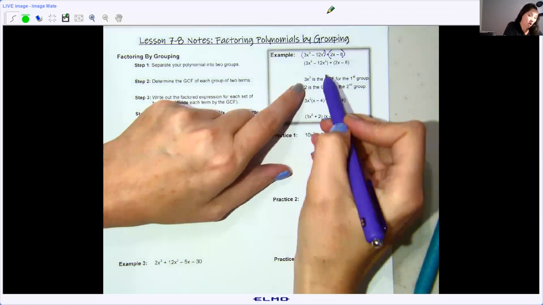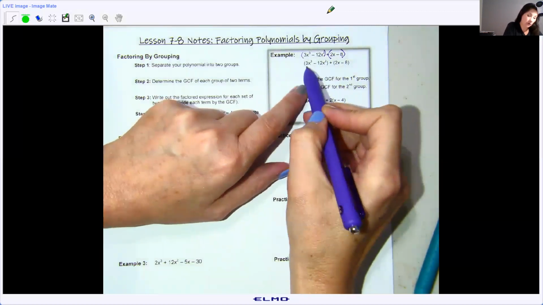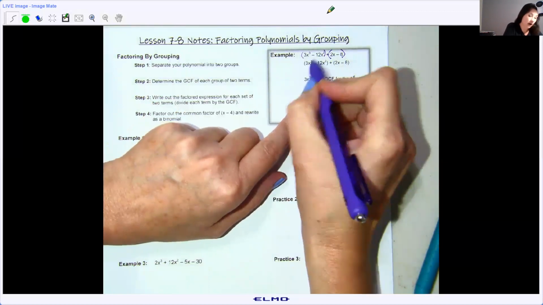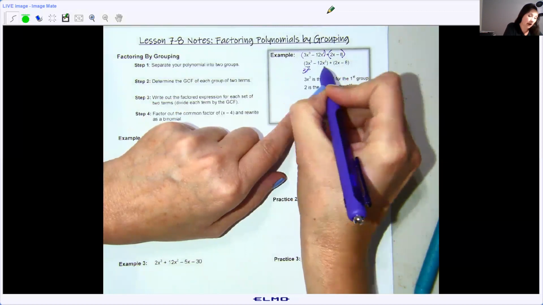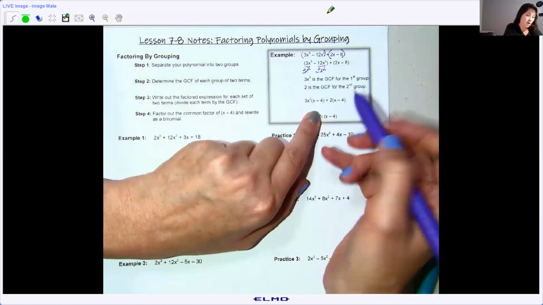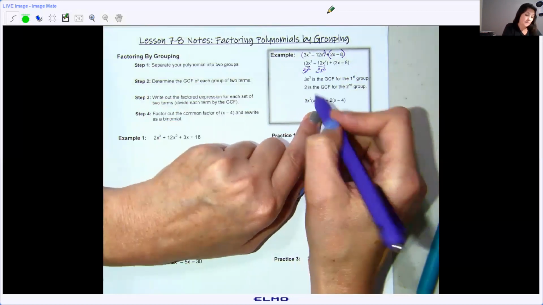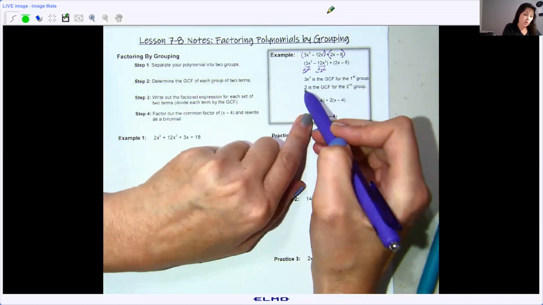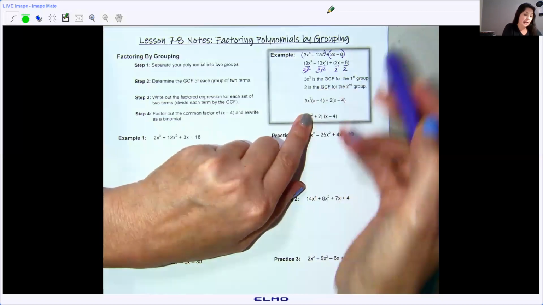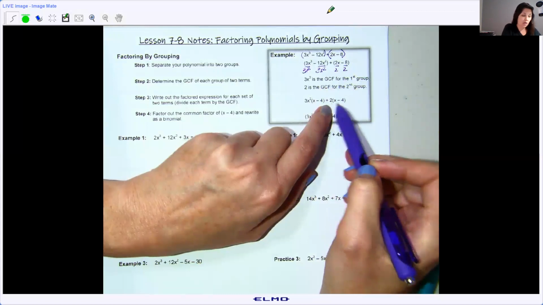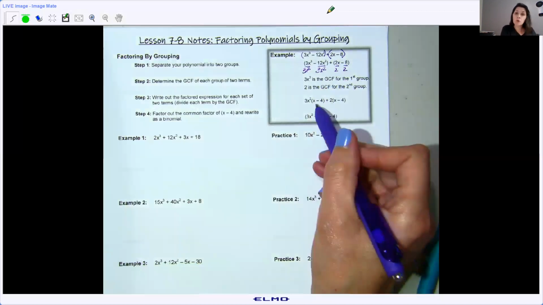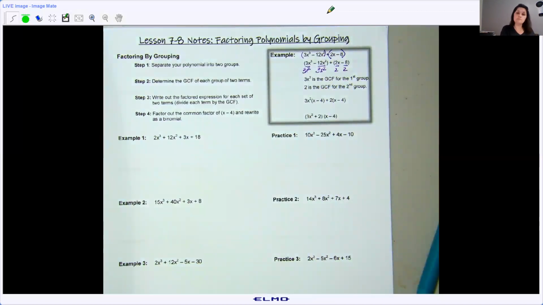Well, we pull out the 3x squared from both terms, and we write it on the outside of our parentheses. And when you divide both of these terms by 3x squared, you get x minus 4. All right, so you have that written right here. Then you have the greatest common factor of 2 from the second group. So I'm going to divide both of these by 2. And when I pull out my 2, that goes on the outside, and on the inside of the parentheses is x minus 4. Now at this point, you're going to notice that both of them simplify to x minus 4.